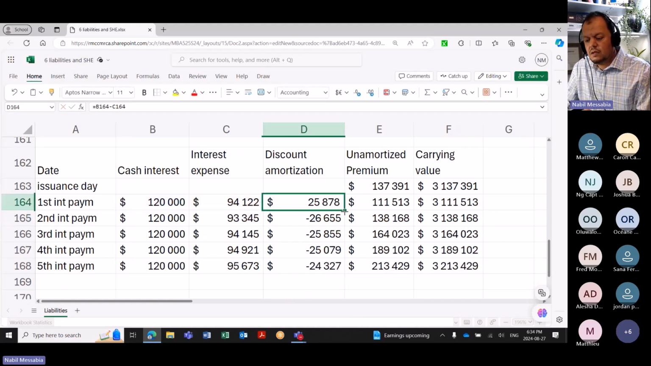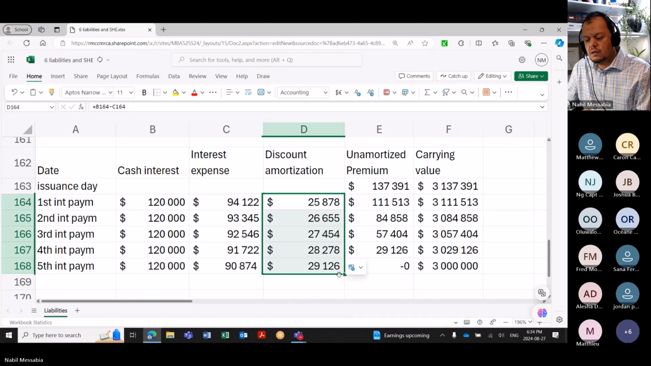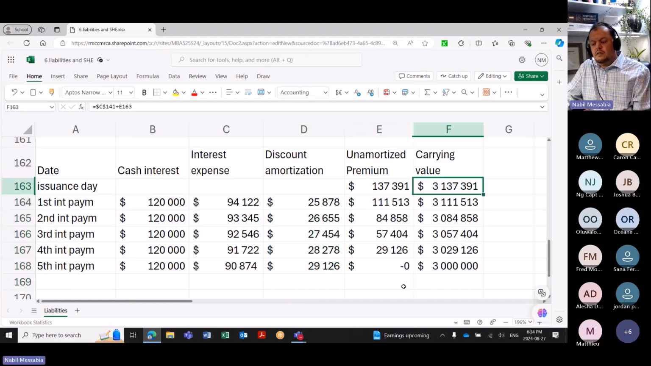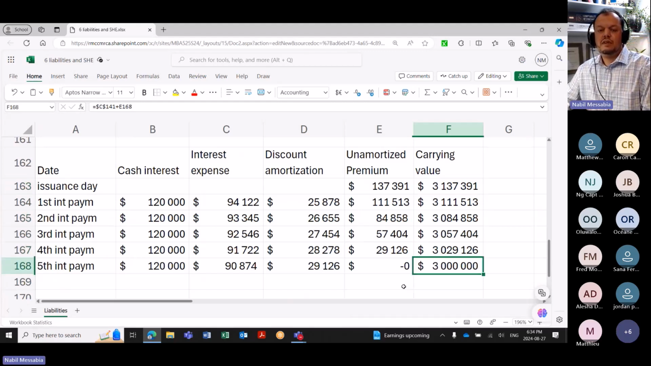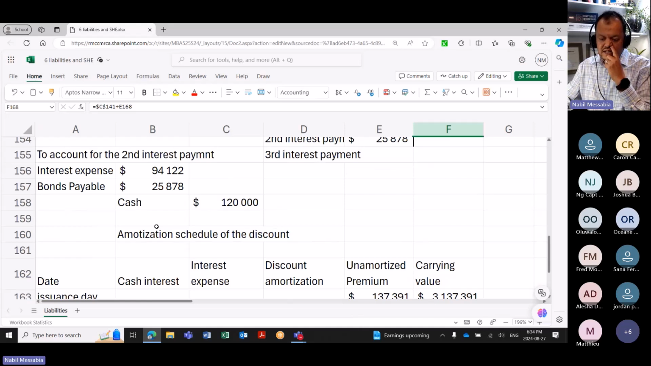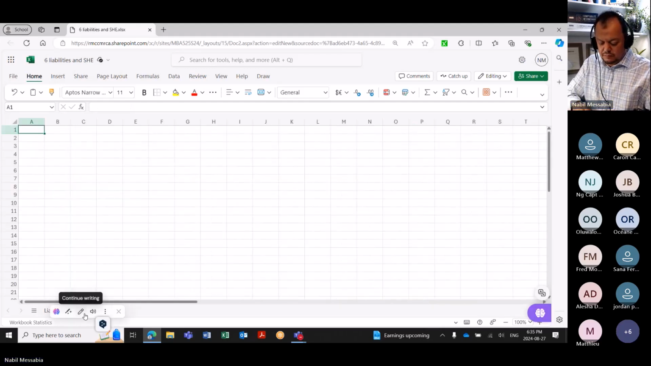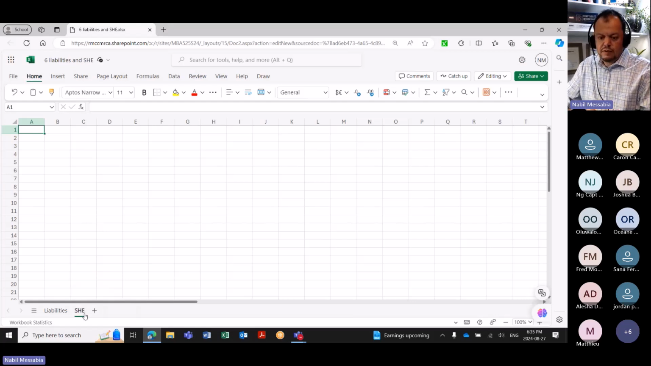Okay, and as you can see, carrying value will start with an amount which is higher than the par, and then it will decrease progressively. Okay, any question about this? So this is about liability. Let's move quickly to shareholder equity. There are no questions on the shareholder equity on your assignment, but there may be a few questions on the final shareholder equity topic.